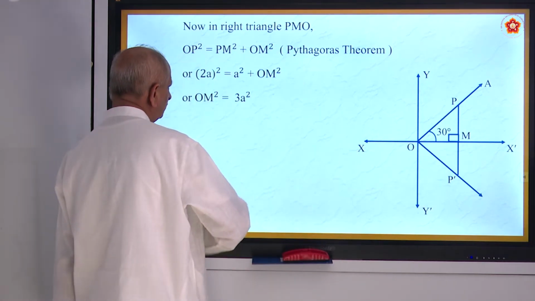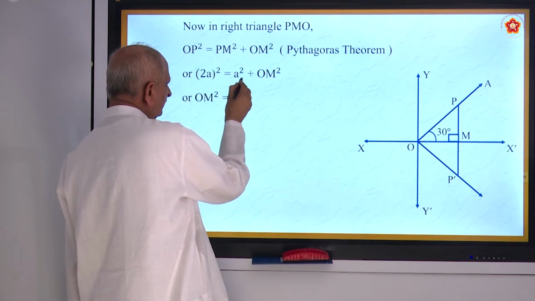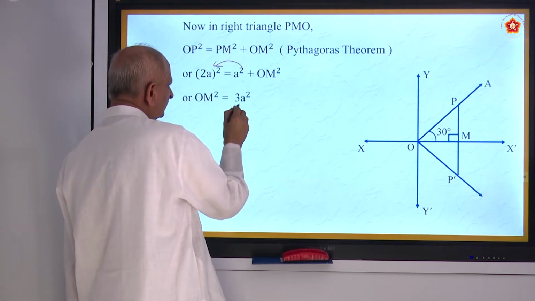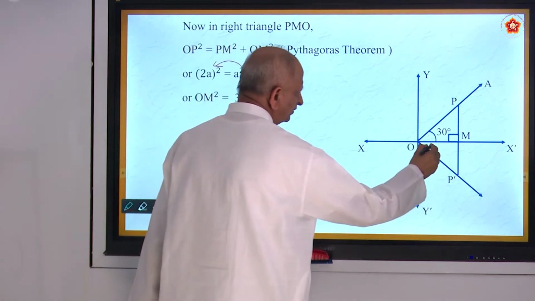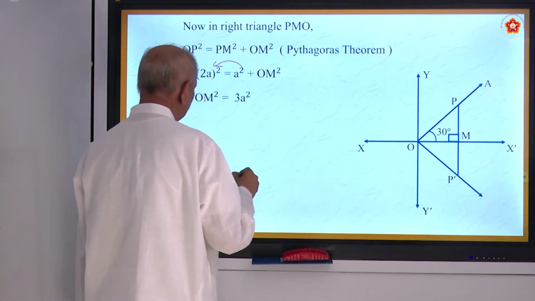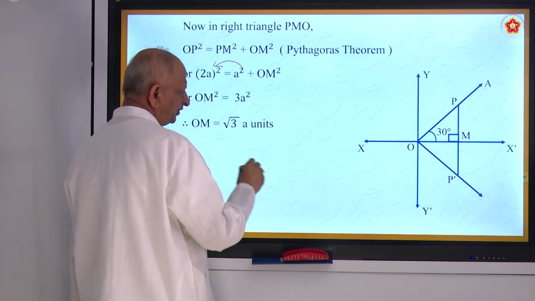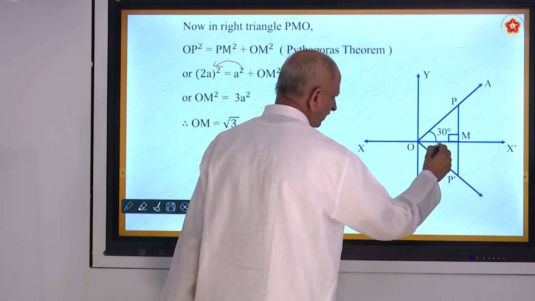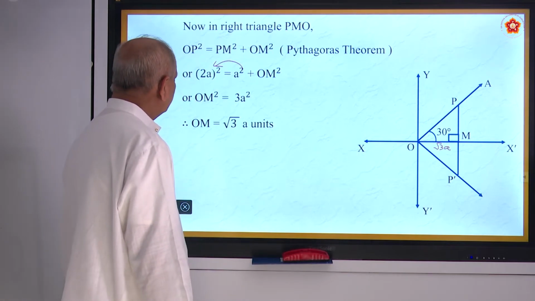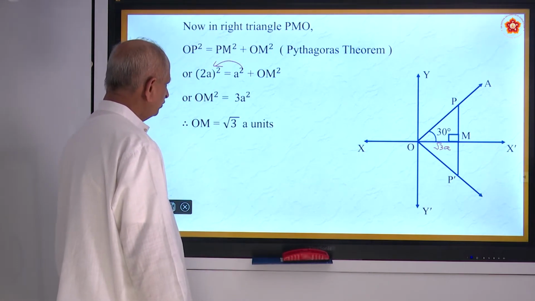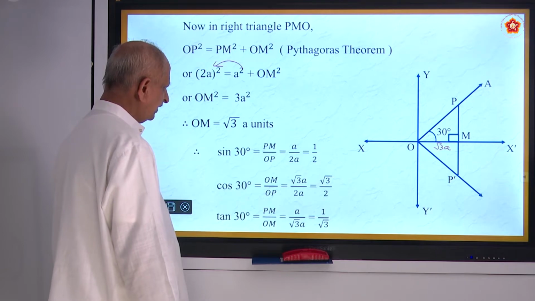So you get 4A square. Bring this A square to this side, you get 3A square. So OM square becomes 3A square, so OM becomes root 3 A. Now using this you can find the different angles.